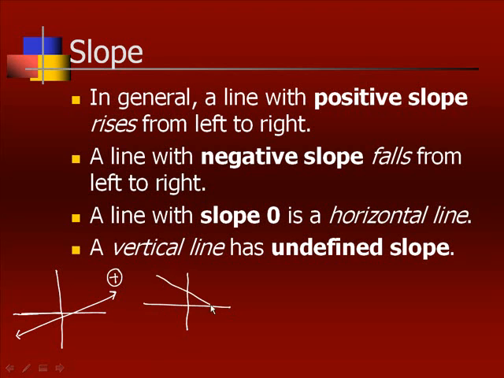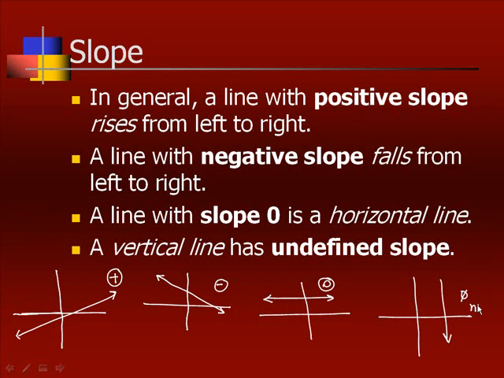A negative slope means from left to right, the line is going down. Then we would get negative slope. We'll do it one more time. A horizontal line has 0 slope, and a vertical line has undefined slope, or sometimes we'll say no slope.